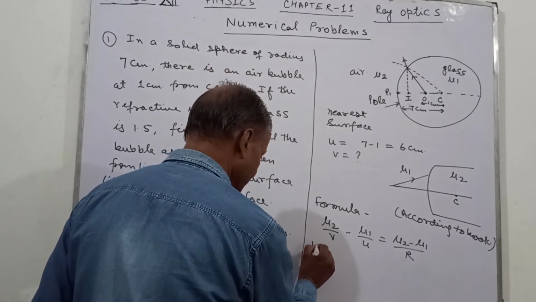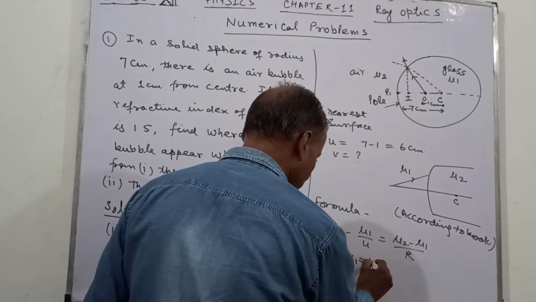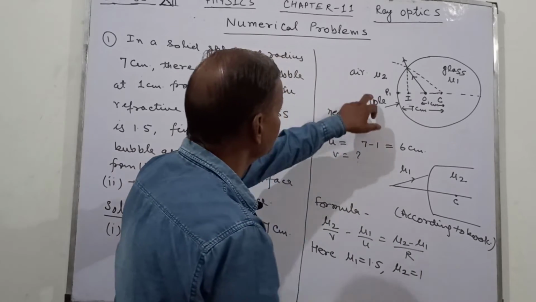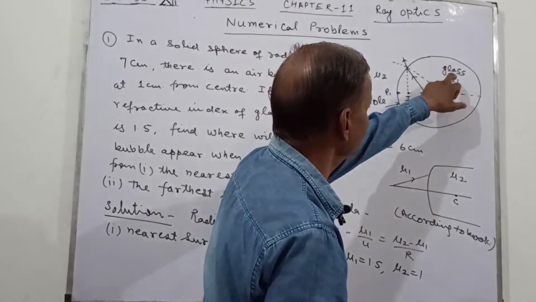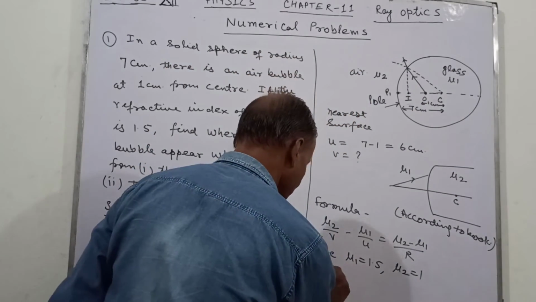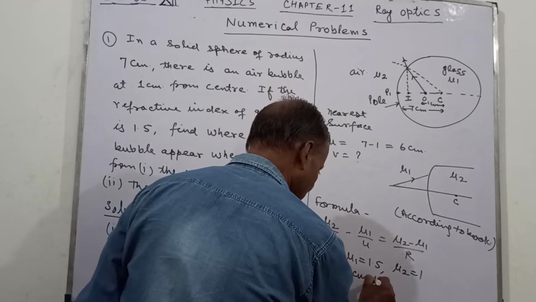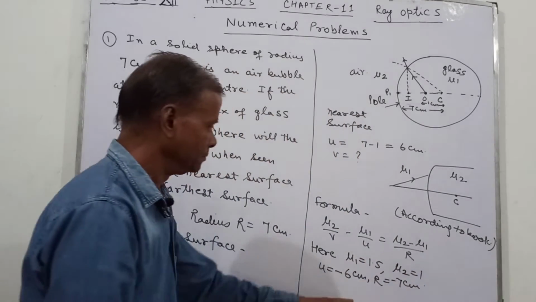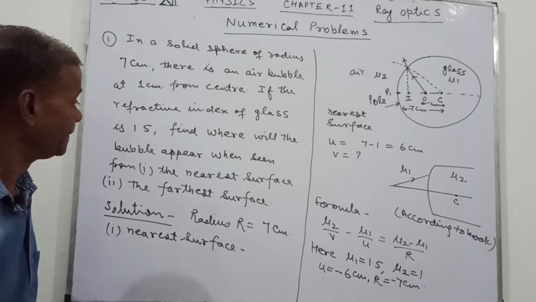So here what we have, this mu1 equal to 1.5, mu2 equal to 1. Now you see here, this mu2 is equal to 1, mu1 is equal to glass, that is now 1.5, and this u is equal to minus 6 centimeter, and this r equal to minus 7 centimeter. These are the given data, and now we have to find the v.